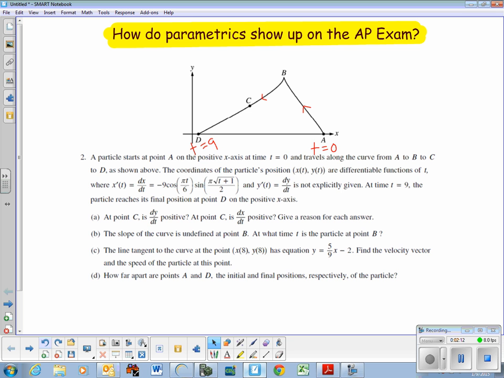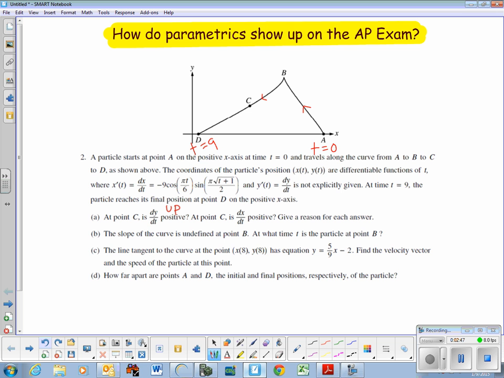All right. And I think we're ready to start. All right, so at point C, is dy dt positive and is dx dt positive? Give a reason for each answer. Okay, well, what you need to know is what does dy dt mean? Dy dt is the y velocity. And the velocity is just the speed with the direction. We don't really care about the numbers right here, but what this is saying is dy dt positive. That would mean that y is increasing, that it's moving up.